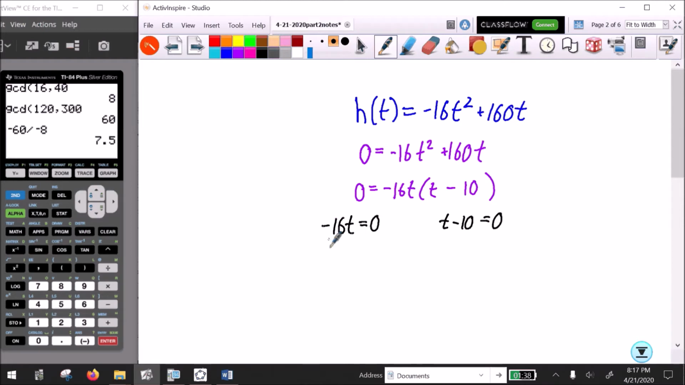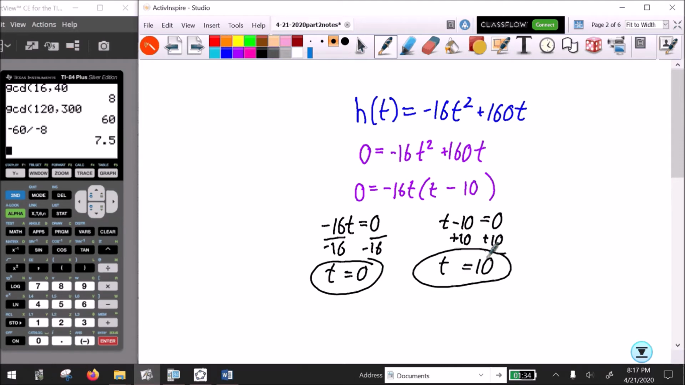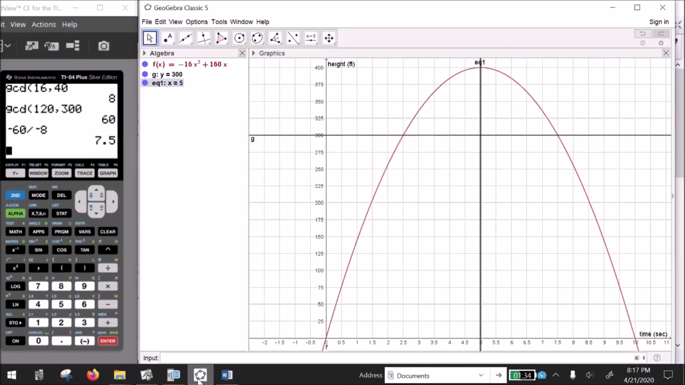To get rid of this negative 16, we're going to divide. And we get that t is equal to 0. To get rid of this minus 10, we're going to add. And we get that t is equal to 10. So that is the two times when the height of the projectile is 0 feet. And you can see that in the graph here. It's launched at time equal to 0, so it's at 0 feet in the beginning. And then again, it takes 10 seconds for the projectile to land back down on the ground.